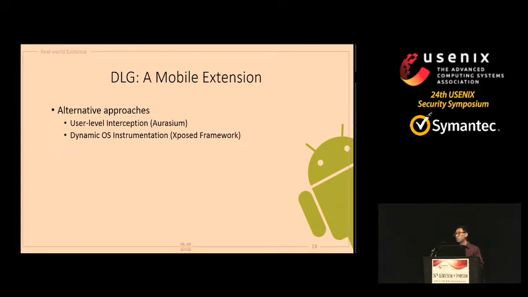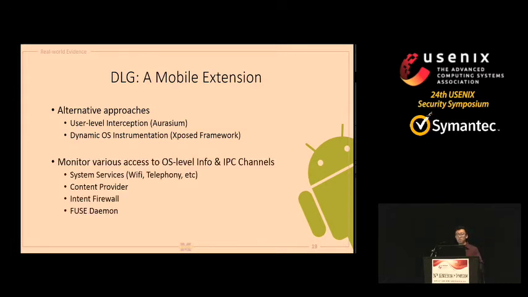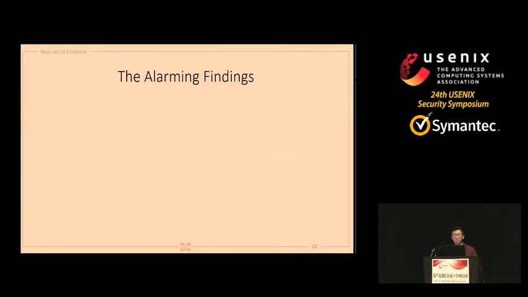And the dynamic OS instrumentation actually is very convenient. However, it only covers the Java part of the code. Therefore, it's not as comprehensive. So what DLG tries to do is monitor various access to OS-level information and IPC channels. This means we need to cover almost all formal ways for an app to interact with system components. Therefore, we have to instrument several system services, especially system services that provide identifying information, as well as a content provider, intent firewall, and the file system daemon, since we also monitor indirect access to persistent storage.